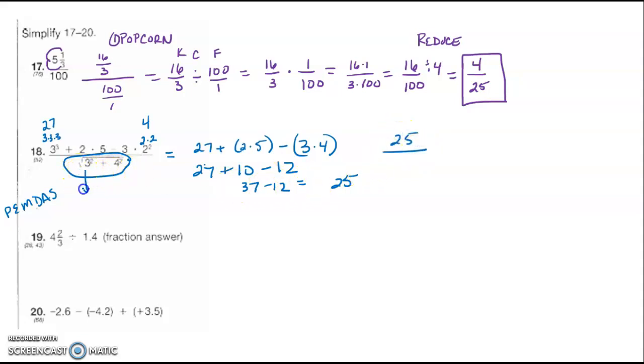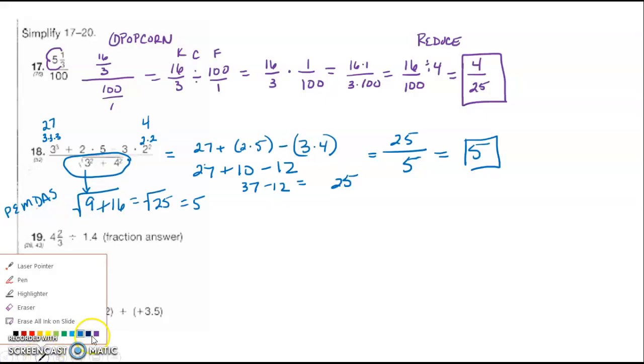The bottom part, 3 times 3 is 9, plus 4 times 4 is 16. Square root that. So this is the square root of 25, which is 5. So the top is all 25. The bottom is 5. 25 divided by 5 is 5. Oh, I did it again. Sorry, I need a different color.